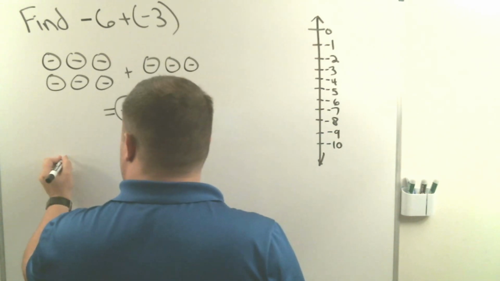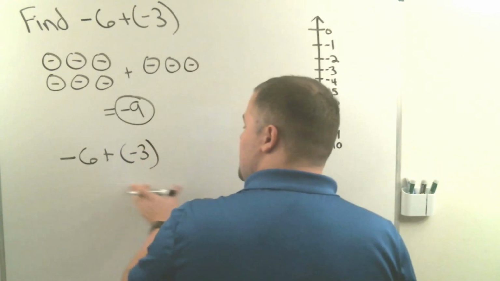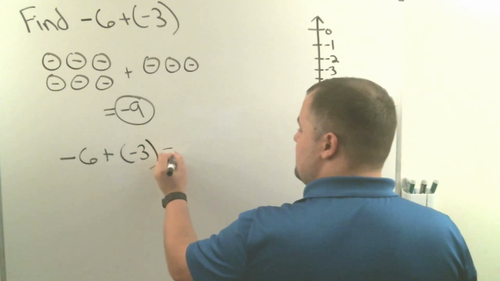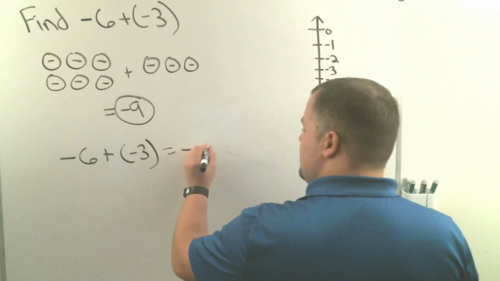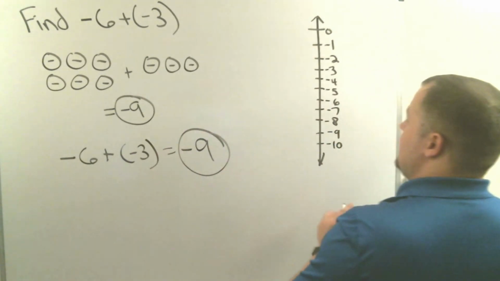The other way I can do it is I can do it mathematically. Since I have two negatives adding, two negatives make a bigger negative, so I just add 6 and 3. That's 9. So negative 9 is my answer.